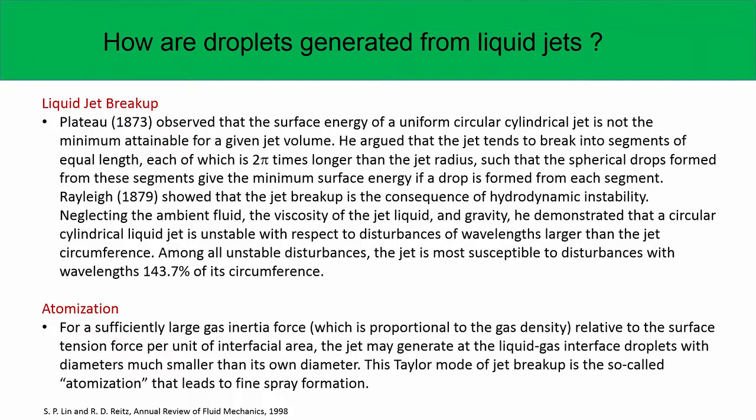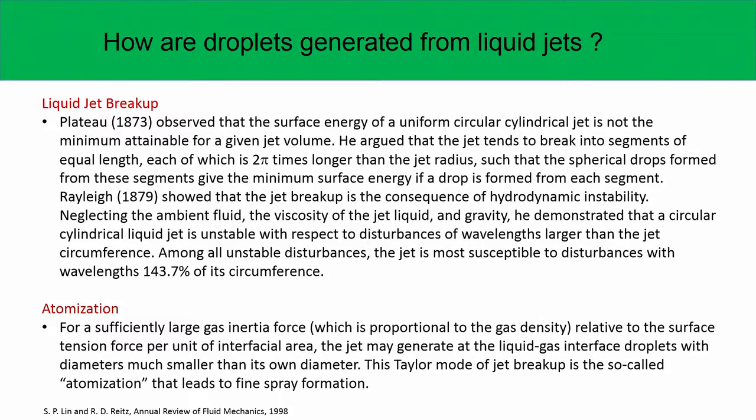Now, I will read these two paragraphs because it is important. It was discovered by Plateau that the surface energy of a uniform circular cylindrical jet is not the minimum attainable for a given jet volume. So, he argued that the jet tends to break into segments of equal length, each of which is 2 pi times the jet radius. That means it tends to break up into segments, and the length of these segments is essentially equal to the circumference of the jet. We will show why it is so.